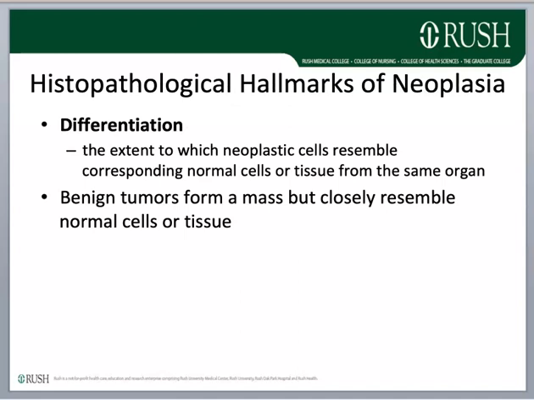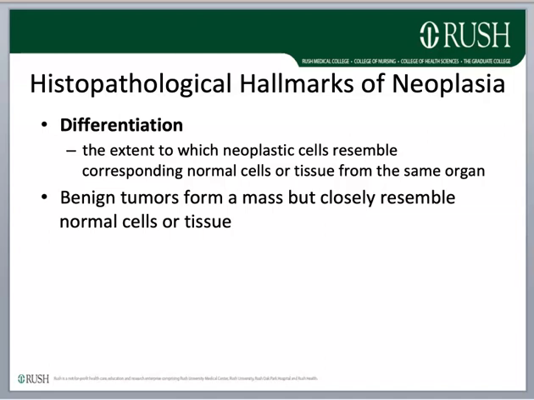So one of the first hallmarks of neoplasia is differentiation, meaning the extent to which neoplastic cells forming a mass resemble corresponding normal cells or tissue from the same organ. So benign tumors form a mass, but these closely resemble normal cells or tissue, so they don't deviate too much in their appearance from normal tissue.